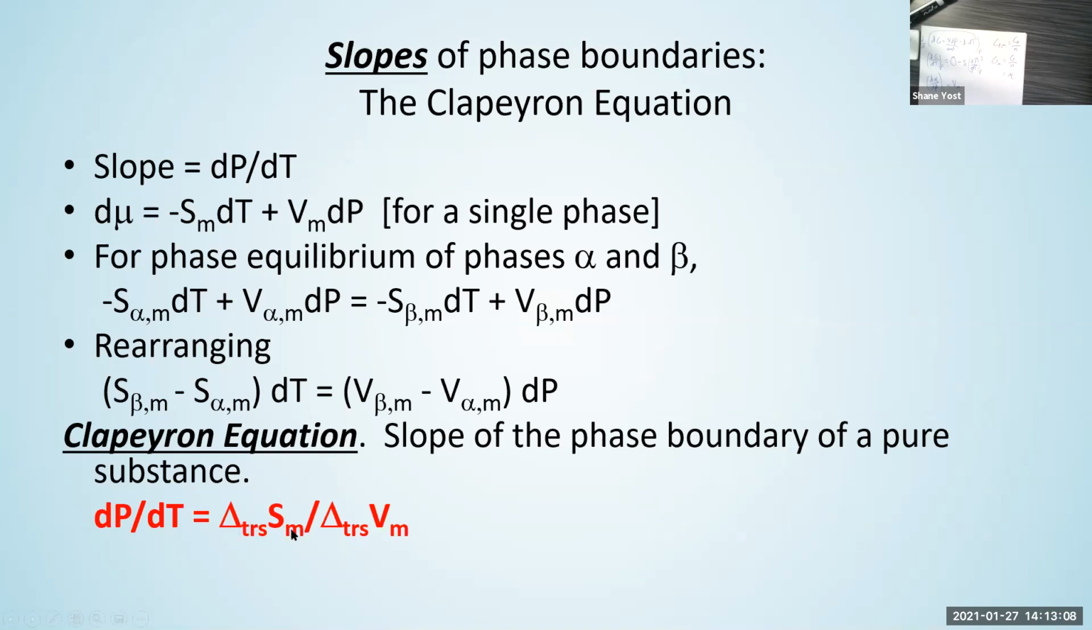So delta transition S_m is the molar entropy of, say, the vapor phase minus the molar entropy of, say, the liquid phase. That would be what delta transition S_m is. Delta transition V_m is the difference in molar volume, the molar volume of the vapor phase minus the molar volume of the liquid phase. So it's just how the molar volume and the molar entropy change between those phases.